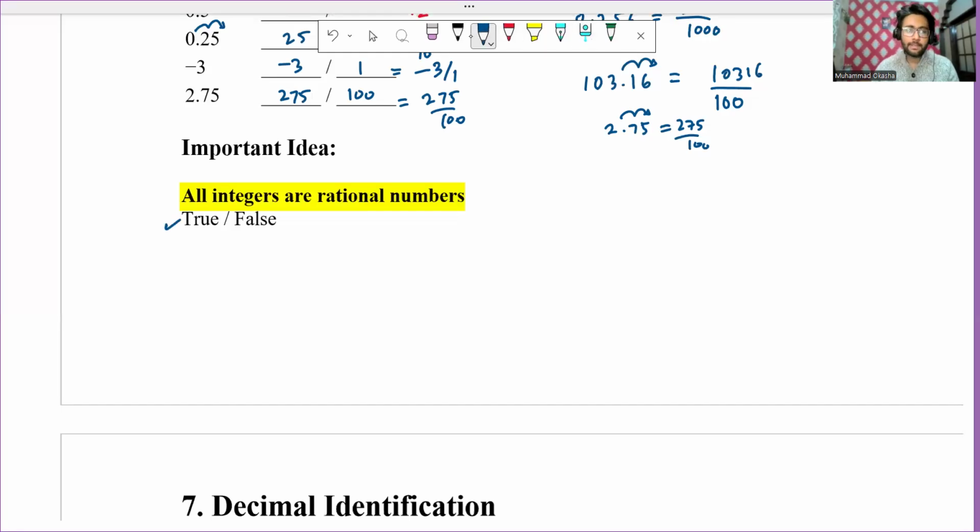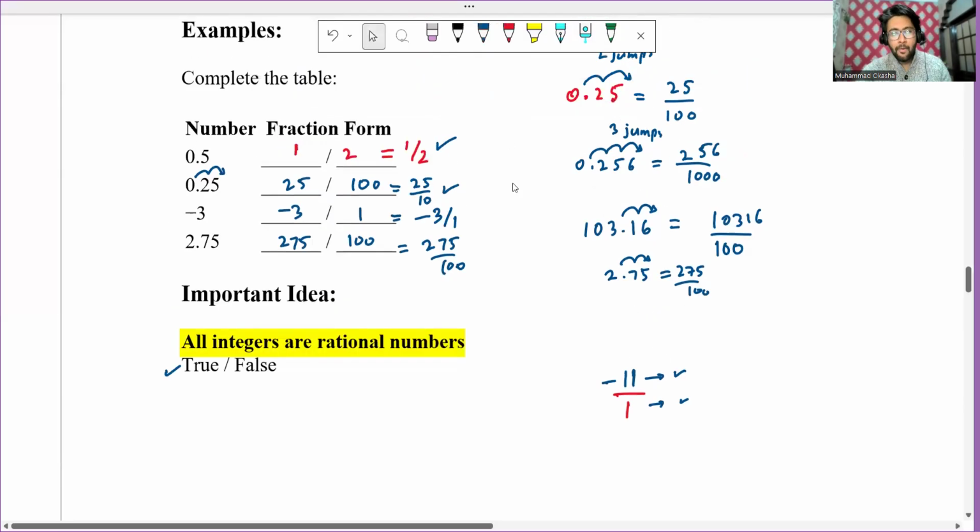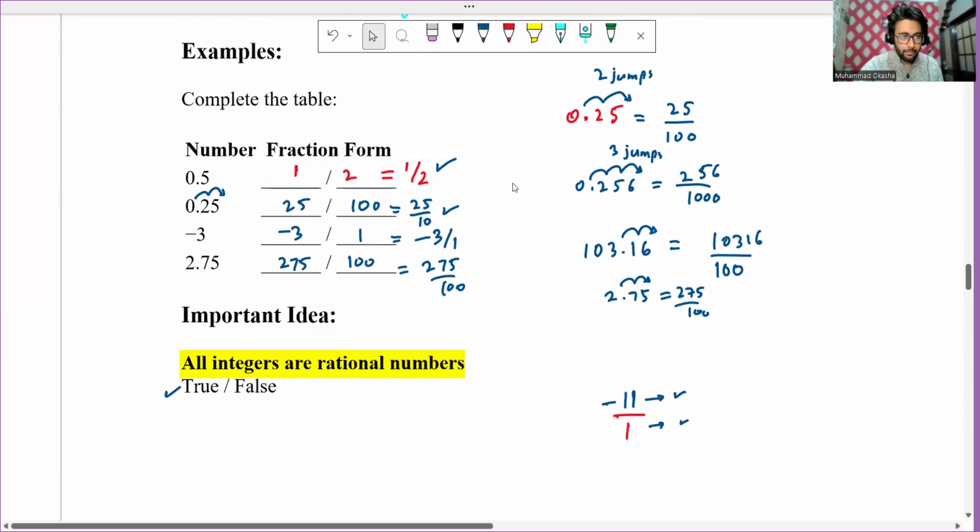Okay, so let's take an integer. For example, let's take the integer -11. Okay, how is it a rational number? Well, if I have to write it as a fraction, I'll just put a 1 at the bottom, right? And so now you can see an integer at the top, an integer at the bottom. That makes it a rational number. Okay, but here's the important part.